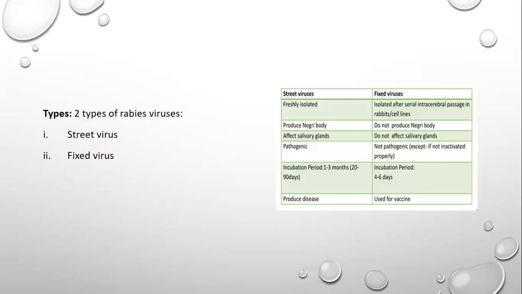There are two types of rabies virus, street virus and fixed virus. Here are the general characteristics of both of these types of viruses. Street virus is freshly isolated, produces Negri bodies, affects salivary glands, is pathogenic, and the incubation period is 1 to 3 months. This also produces disease. Fixed virus is isolated after serial intracerebral passage in rabbits or cell lines, does not produce Negri bodies, does not affect salivary glands, is not pathogenic, has an incubation period of 4 to 6 days, and is used for vaccine.